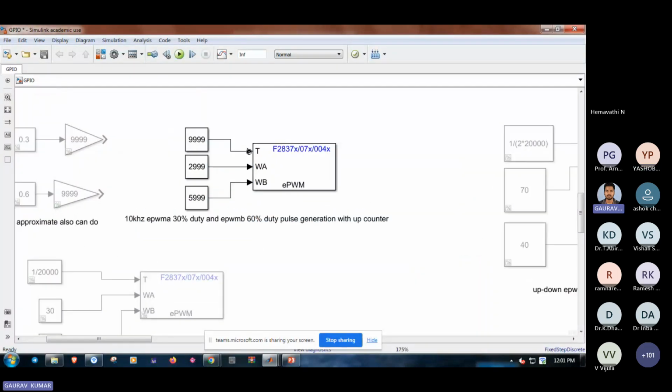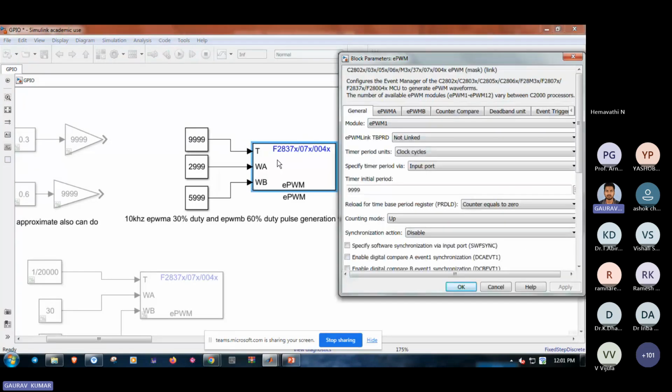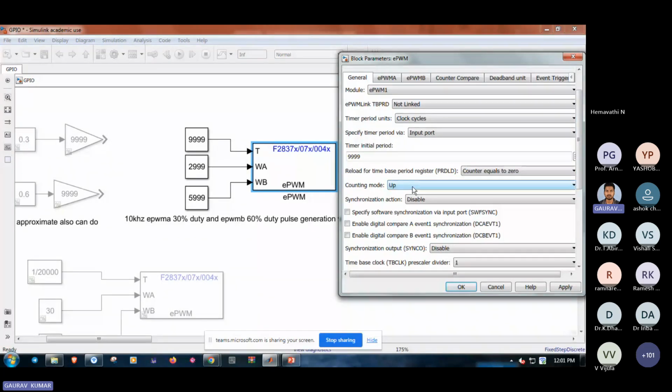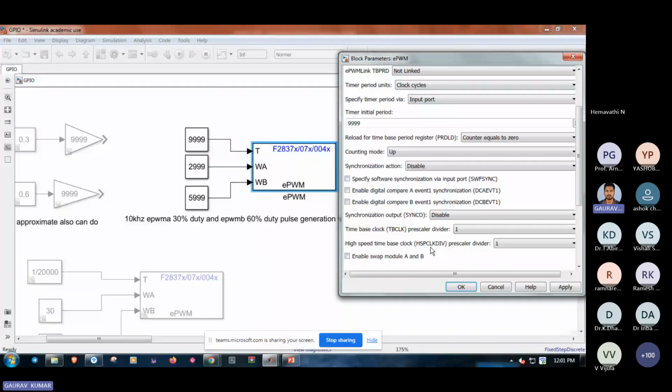And again, we go to the PWM block settings. I will tell you how to set it. Okay. For the TBPRD value, you have to give it through the input port, and you have to select clock cycle. You can also select seconds. Then you go for the counting mode, which is up. Synchronization you have to disable. Here we can see the time-based clock and high-speed clock. The prescaler divider is 1.